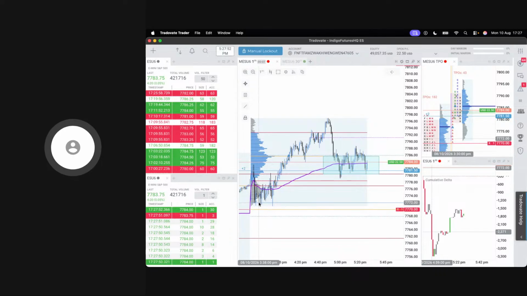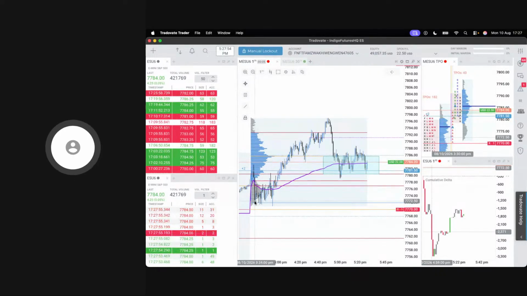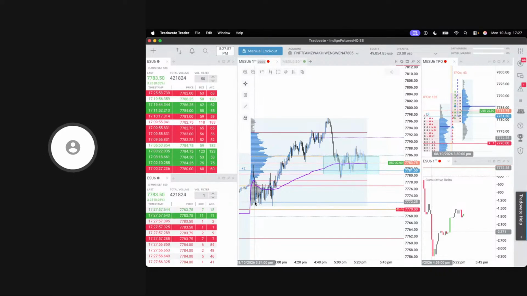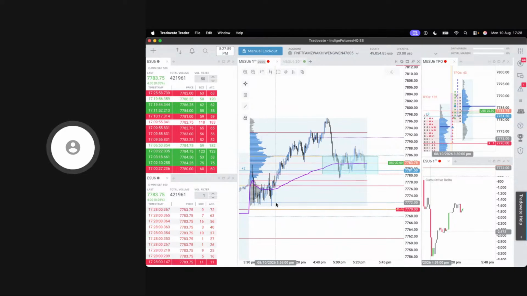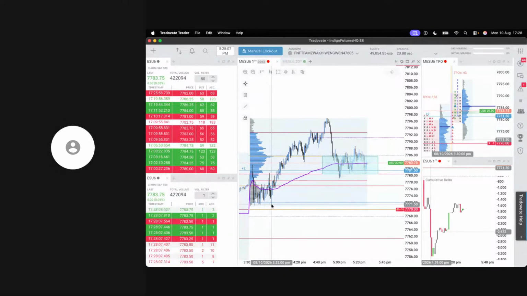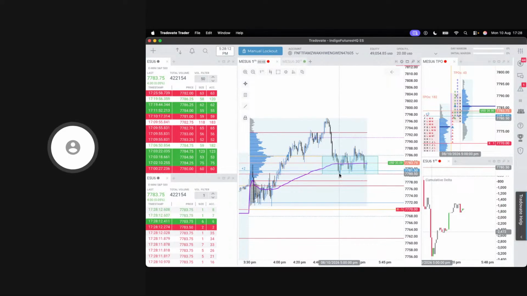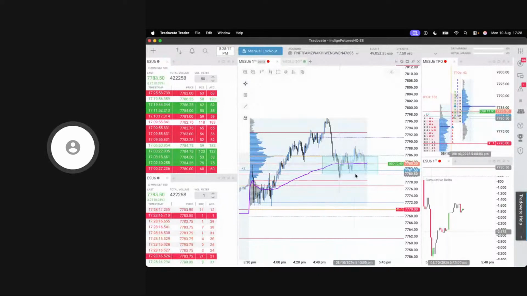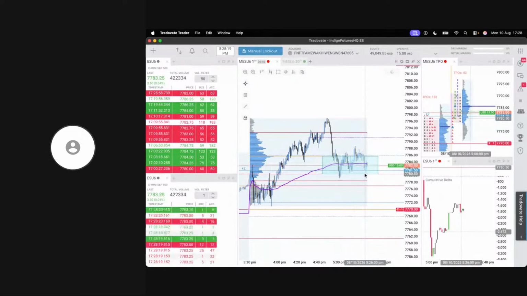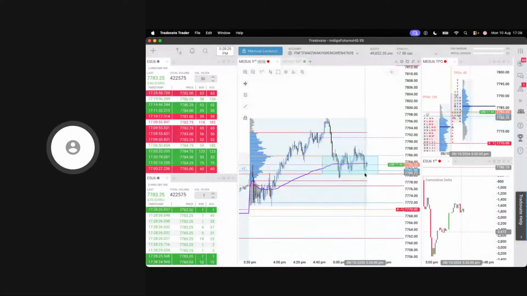But previously, earlier on in the session, we did find support around the overnight point of control, which we haven't tested since 9:52. We've had two tests of previous day value area high, around about 5, and now towards the end of the D print. So maybe this holds as support.